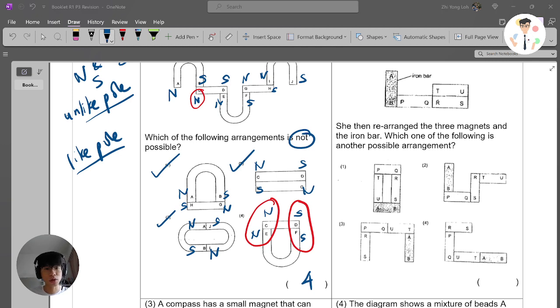Okay, so I think this question is good because we try to assume this is N, this will be S, then we find out accordingly. It is the same as the next question on the side that you can try out.